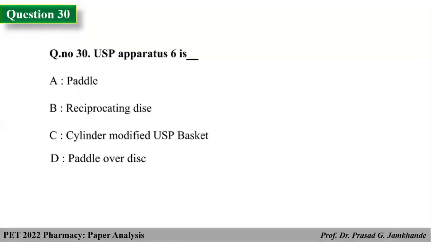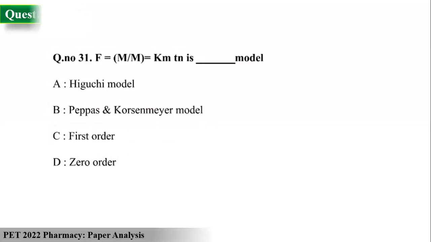Next, USP apparatus 6 is used for testing dissolution of different dosage forms. In this apparatus, a cylinder modified USP basket is present. So the correct answer about USP apparatus 6 is option C. It is not related with the paddle or reciprocating disc or paddle over the disc. Correct answer is option C.